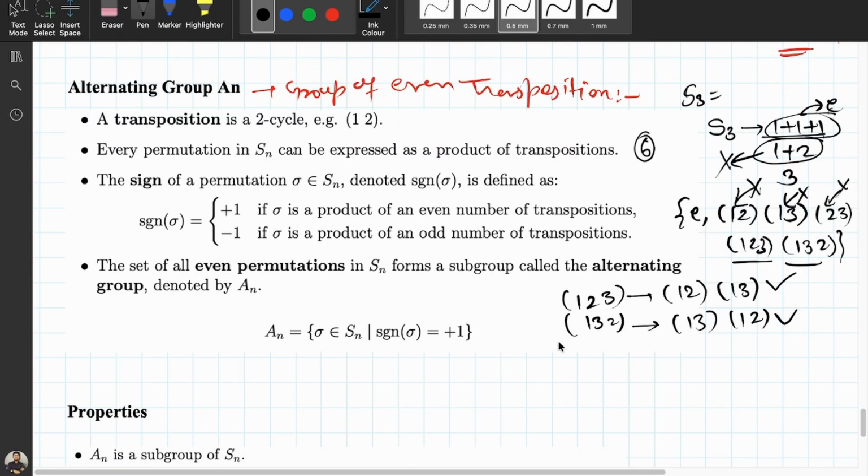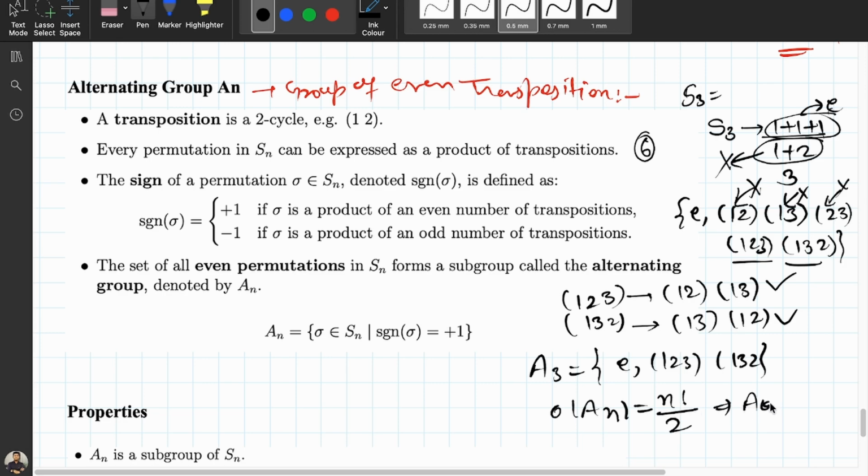Now what are the elements of A3? The elements of A3 are identity, (1 2 3) and (1 3 2). So from here, the order of An is n factorial upon 2. So the order of A3 is what? 3 factorial upon 2, which means 3. So now you can see there are 3 elements.